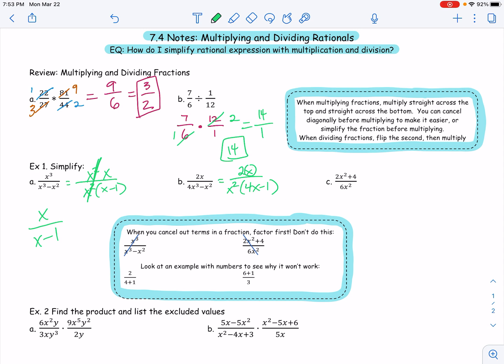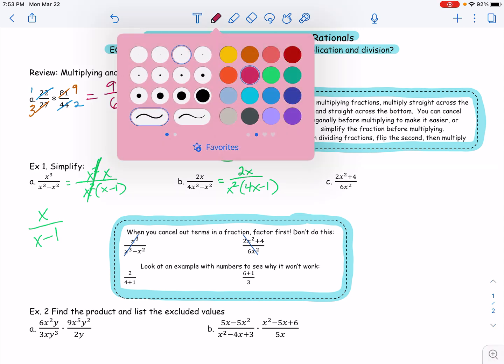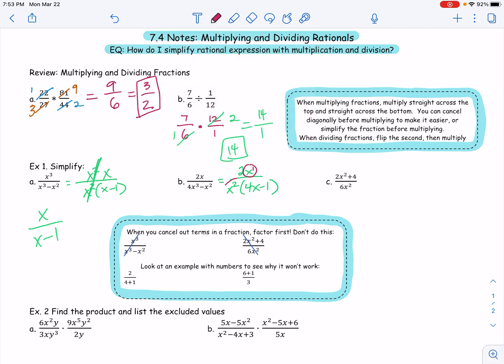This x to the first power and this x squared can be divided, and that's just going to give me x at the bottom. So now I can cancel that out and just have a 2 over x times 4x minus 1. The 2 does not cancel out that 4. You cannot reduce that. We'll talk about why in just a little bit. So this is our final answer.